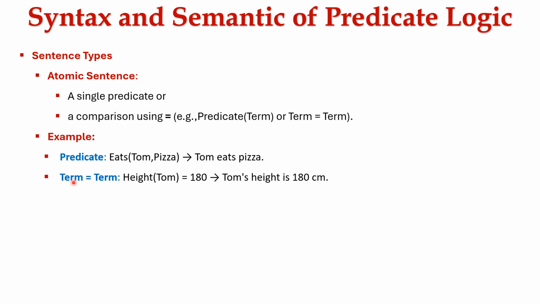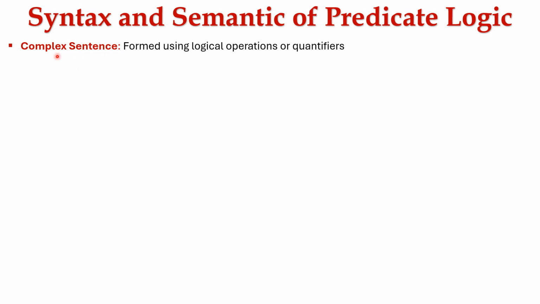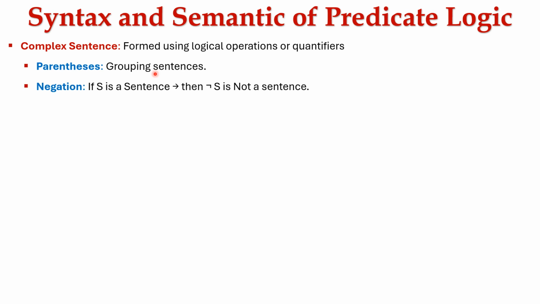Next example is term is equal to term. Here, height of Tom is equal to 180. This implies that Tom's height is 180 centimeters. Now let's learn about the complex sentence. It is formed using logical operators or quantifiers. First comes parenthesis. Parenthesis is used for grouping the sentences. Next, negation. If S is a sentence, then negation S is also a sentence.